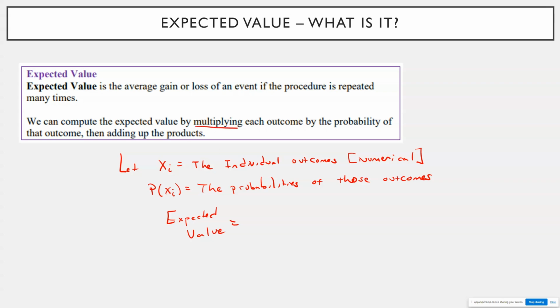You're going to multiply each outcome times its corresponding probability, and then you're going to add up those products. Well, in mathematics, we're going to use the summation sign. So we're going to sum up each x value times its corresponding probability. All right, let's do one example of this formula.